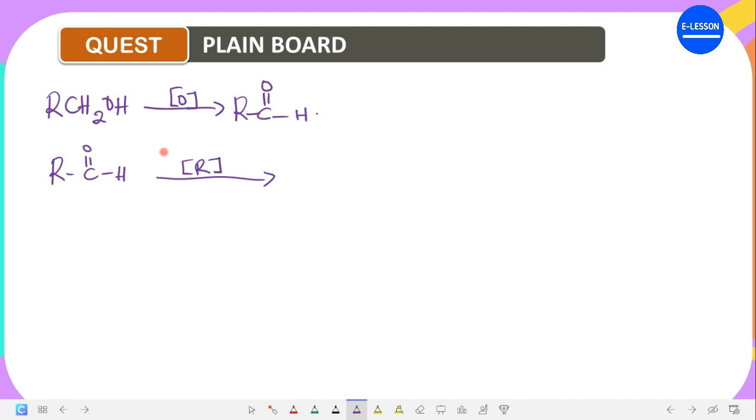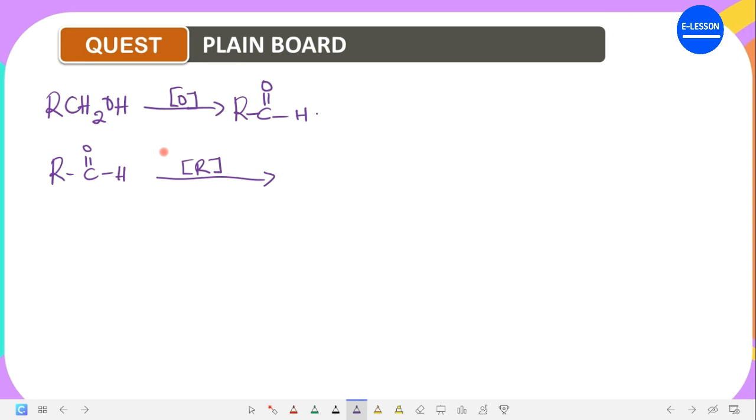So if something is not reducing, it's oxidizing. That's why you call it redox reaction. Redox: ox for oxidation, red for reduction. Are you getting it? The two processes go simultaneously.